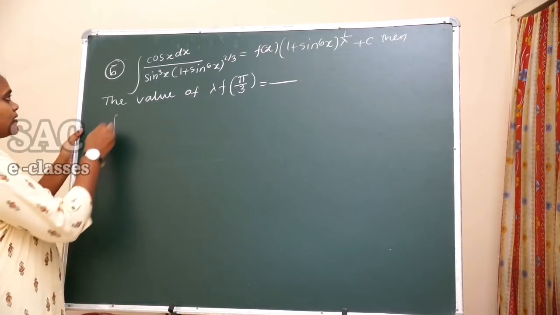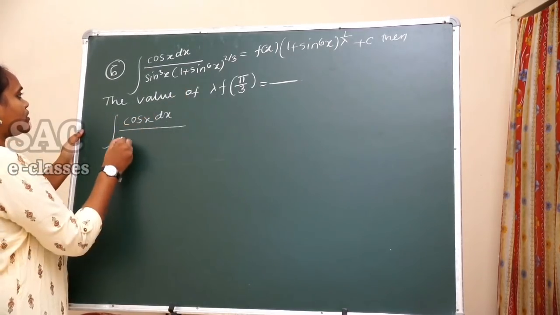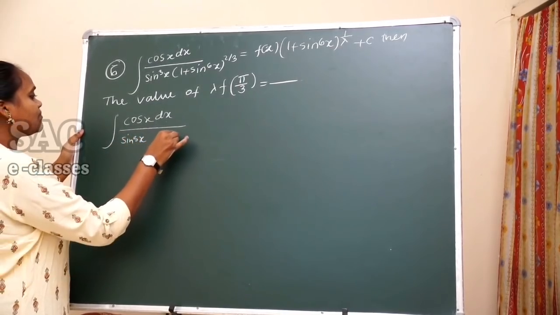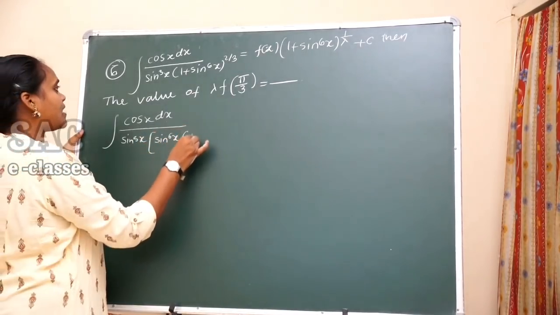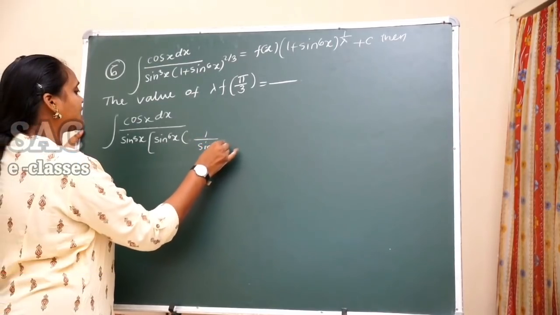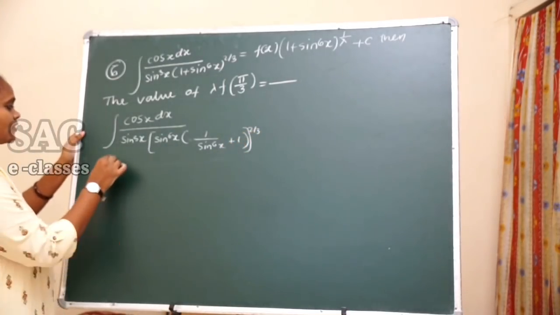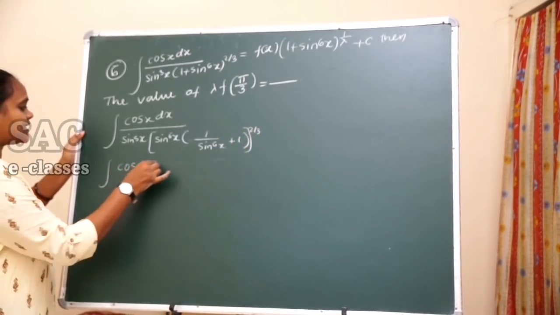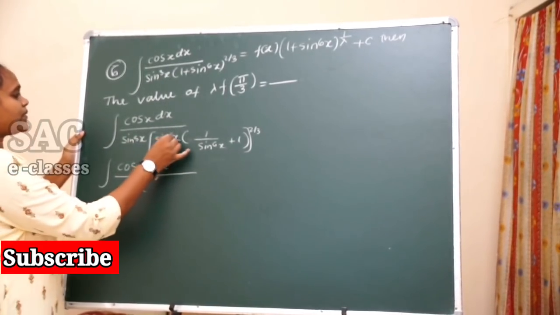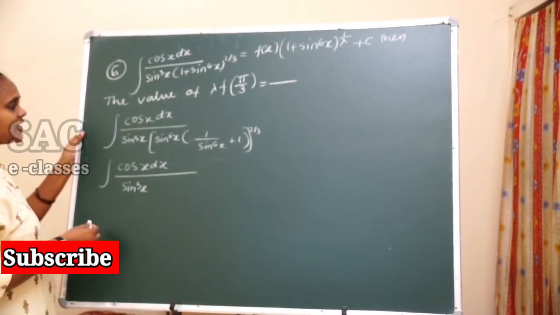First of all, by observing this one, what we need to do is, you know that very well, take sin power 6x out from the denominator. Here you can write it as 1 by sin power 6x plus 1 whole power 2 by 3. Now you can write it as cos x dx by sin cube x into sin power 6 whole power 2 by 3, which is 3, and 2 by 3 can be written as 12 by 3.